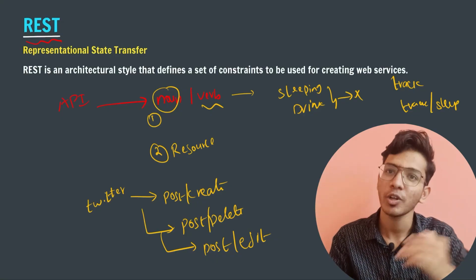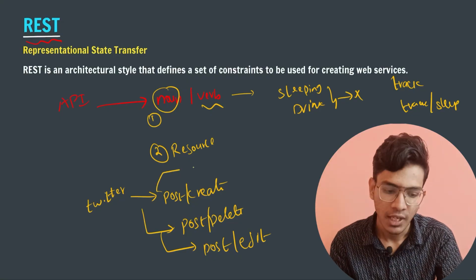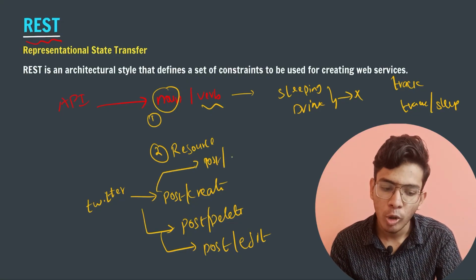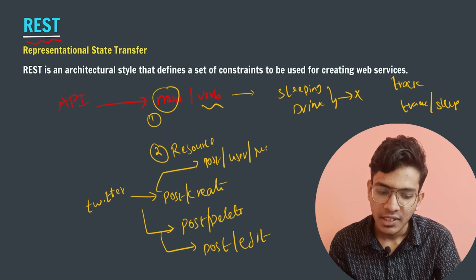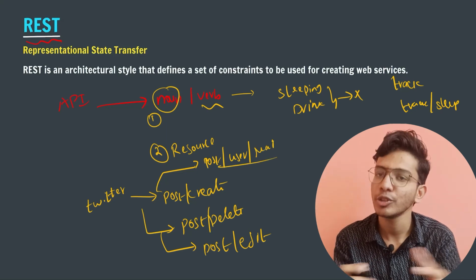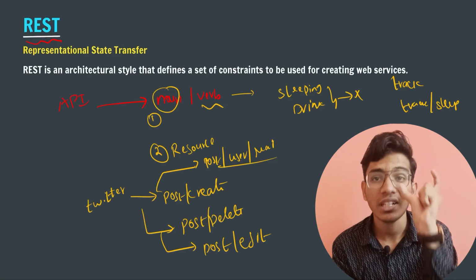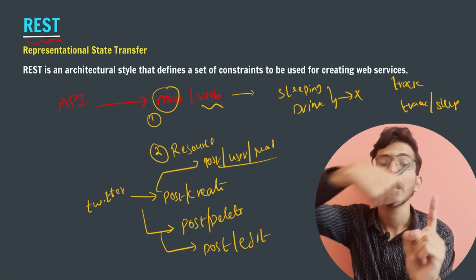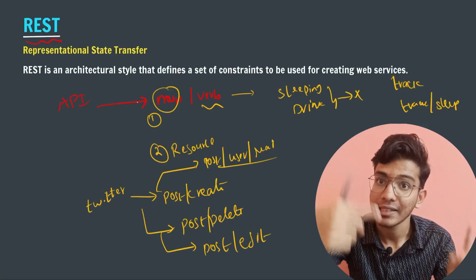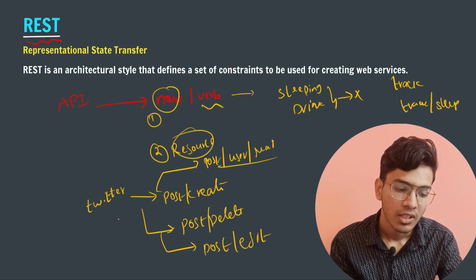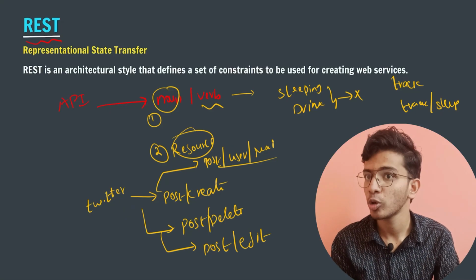For example, if you're reading someone else's post, then you will see a URL like post/username/read, something like this. So here, what is the main resource? What is the one thing around which the whole platform is revolving? That one thing is post. In Twitter, it is post.